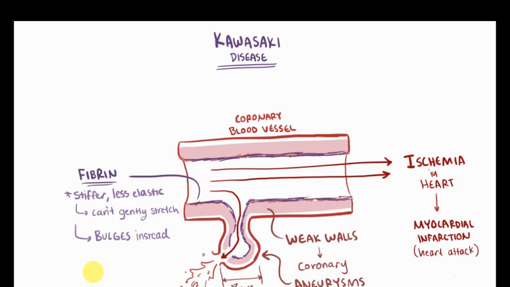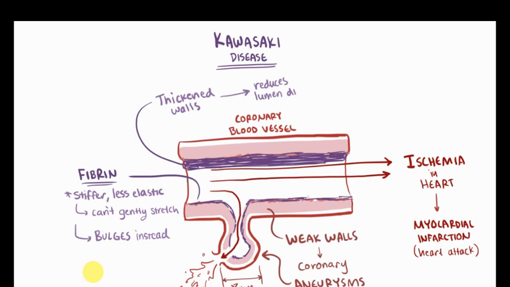And third, in some cases the fibrosis doesn't lead to aneurysms, but instead the fibrosis of the blood vessel walls makes the vessel walls thicker, which reduces the lumen diameter and restricts blood flow. If blood flow is restricted or reduced, the heart again might become ischemic, leading to heart attack.